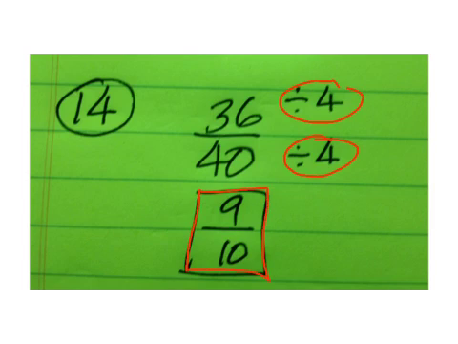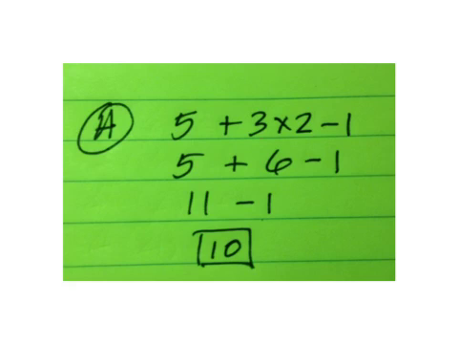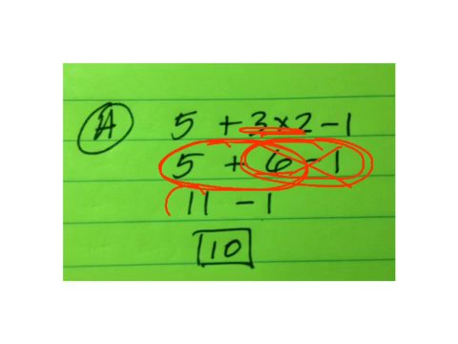So that's where we get 9 over 10. And 15, again, the highest number is 4. That's where we get 4 over 9. On the extra credit, you have to multiply first to get 6. And then don't do this first. Do this first to get 11. Then subtract 1 and it's 10.